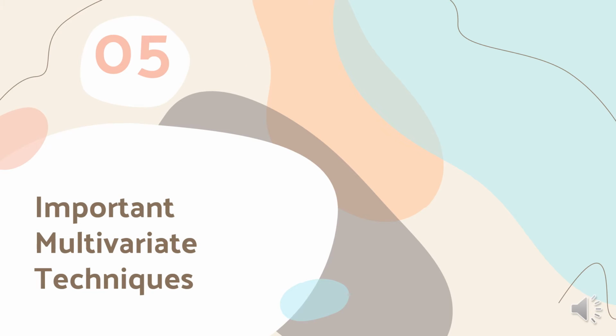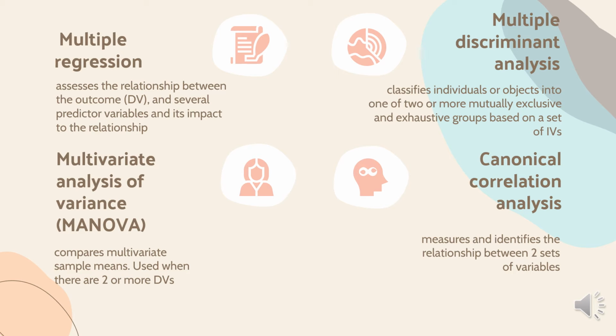For the next discussion, I have here the important multivariate techniques. So first, we have multiple regression. This technique is used to analyze the relationship between one dependent variable and several independent variables. The purpose of multiple regression is to use the independent variable to predict the value of the dependent variable.